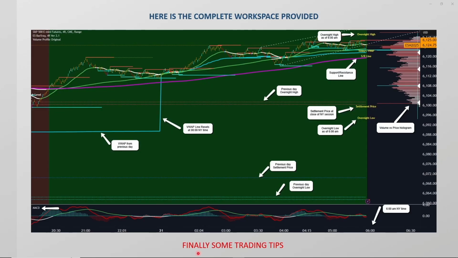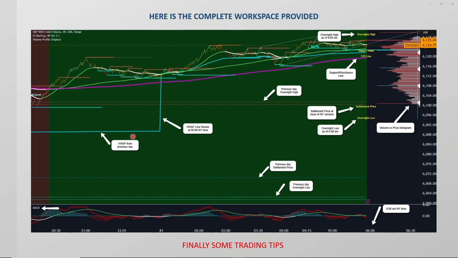The complete framework provided is what you see right here, from the red and green. We have also provided two additional indicators, the volume profile and the MACD, which you may incorporate into the framework, and your framework will be as you see it right here.